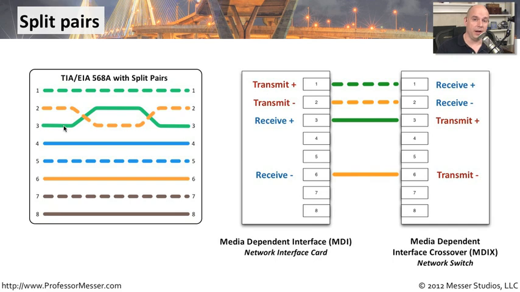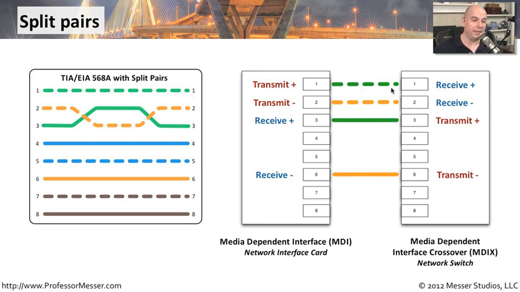In a split pair environment, it looks a little bit different. You still have all of the pins connecting as they should. Pin 1 goes to pin 1, pin 2 goes to pin 2, and so on. But notice you have a split here. Normally, instead of having your green pair go across 1 and 2, your green pair now are going across 1 and 3. And that means that the transmit that normally goes across 1 and 2 does not have that same twist and does not have that same cancellation that would normally go into effect.